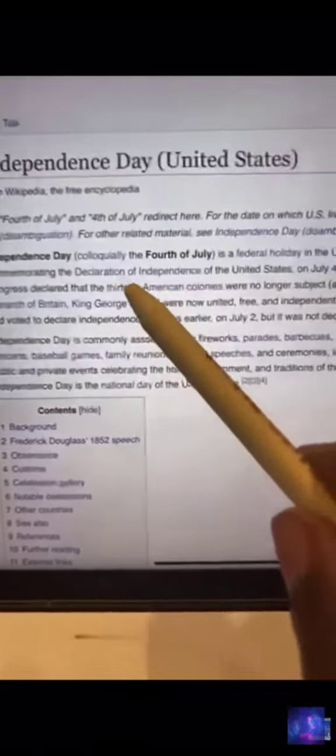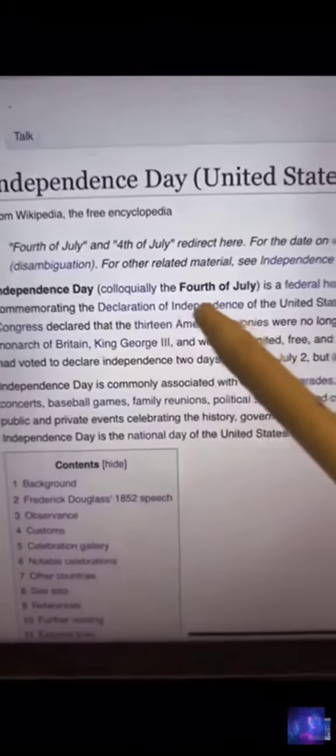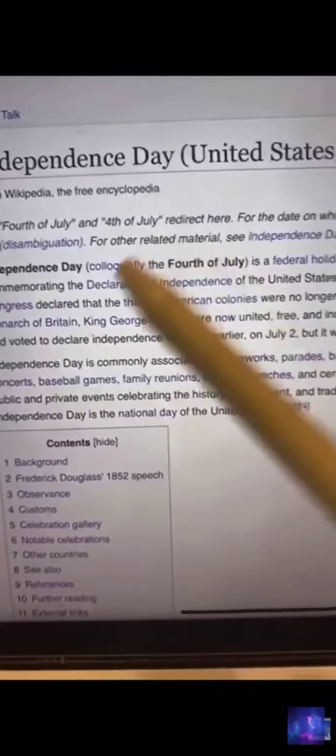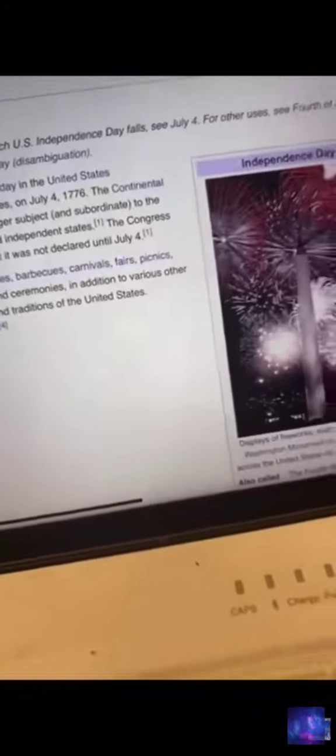Independence Day is a federal holiday in the United States commemorating the Declaration of Independence. So let's look at what we're celebrating, y'all. The Declaration of Independence of the United States on July 4th, 1776. Now, what was the Declaration of Independence? Let's click in there for those who don't know. This is how it looked.